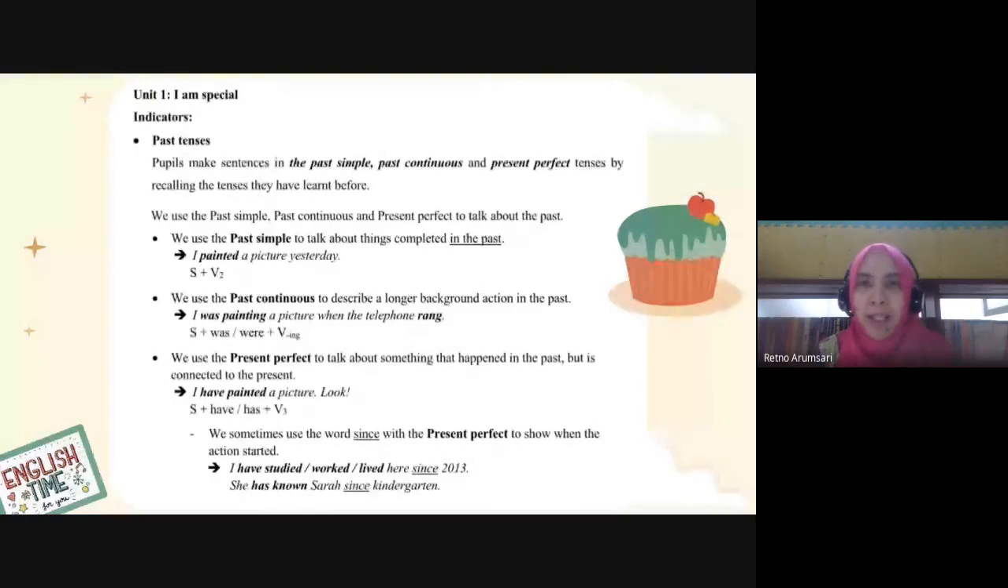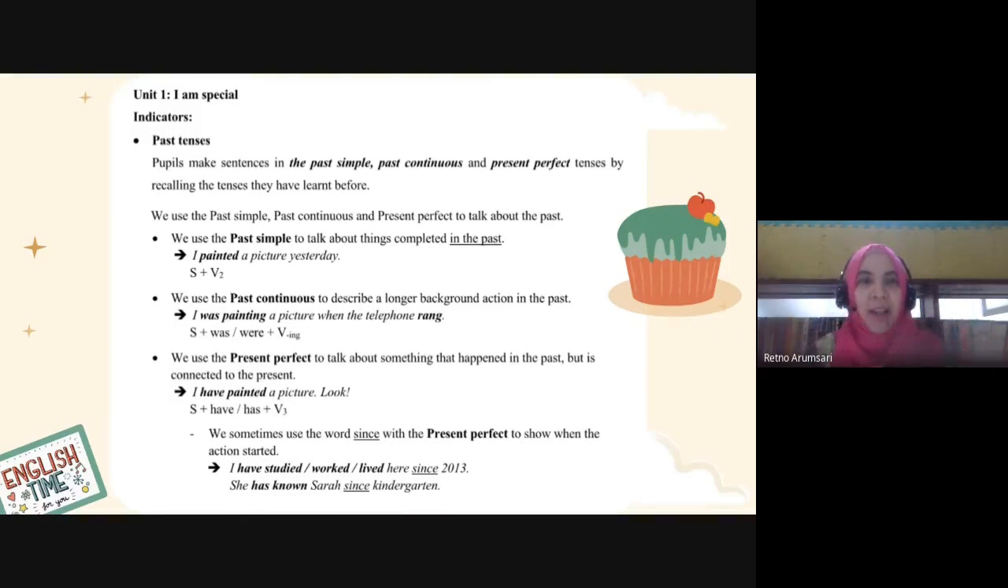For past simple, what are the clues? Yesterday. Last week, last year, last night, last Saturday. And one more, what is it? 3 days ago, 3 minutes ago, 5 years ago. So there are three clues for past simple: yesterday, something with last, and something with ago.